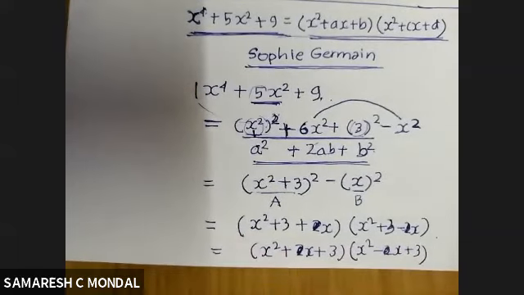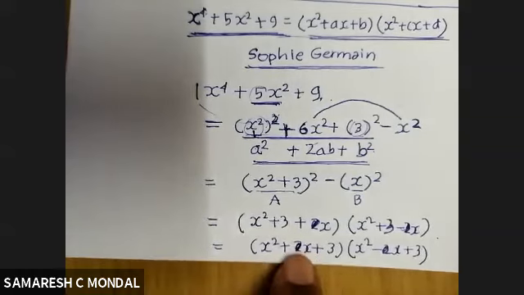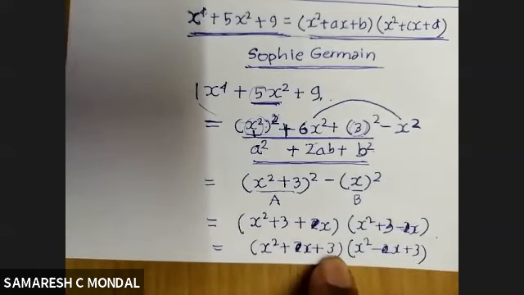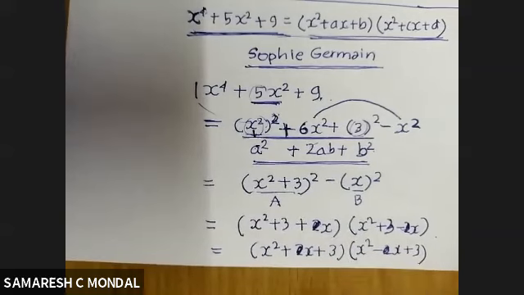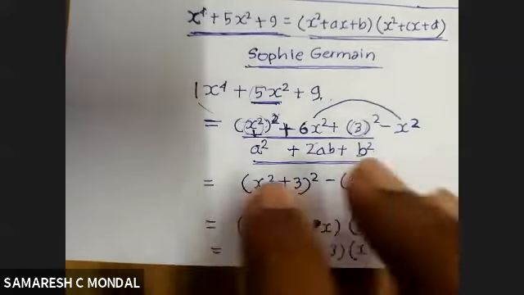So A is equal to 1, B is equal to 3, C is equal to -1, D is equal to 3. I assume that everyone understood. I'm going to give a same kind of problem again.